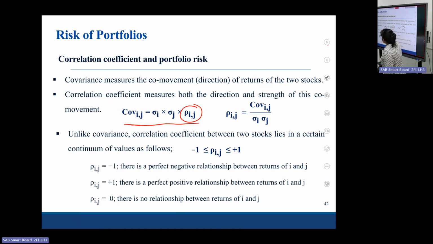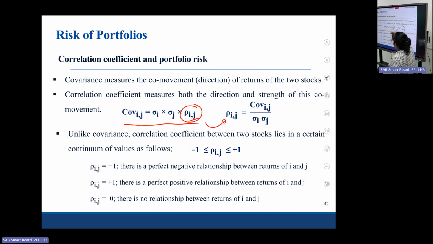So covariance is equal to standard deviation X, standard deviation Y, times the correlation coefficient between the X and Y returns. So from this you can solve this formula for the correlation coefficient. Then the correlation coefficient is equal to covariance divided by standard deviation X times standard deviation Y.